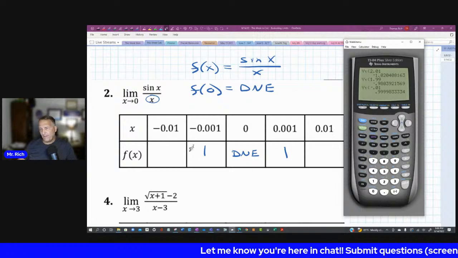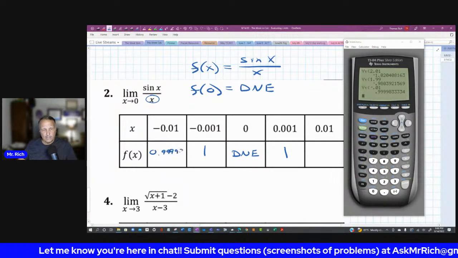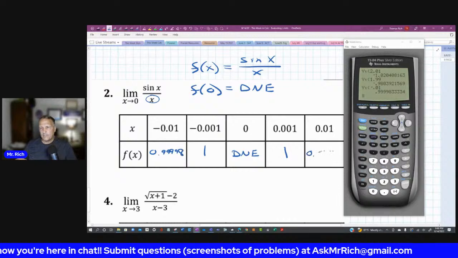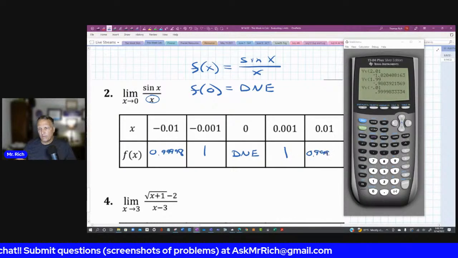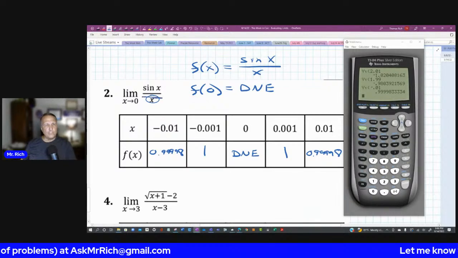There you go, out to 5 decimal places, right? I mean, that's approximately 1, but it's 0.99998. And it would be the same if I did that over on the other side. As you'll see in just a second, that's a symmetrical function. So what's this tell us?